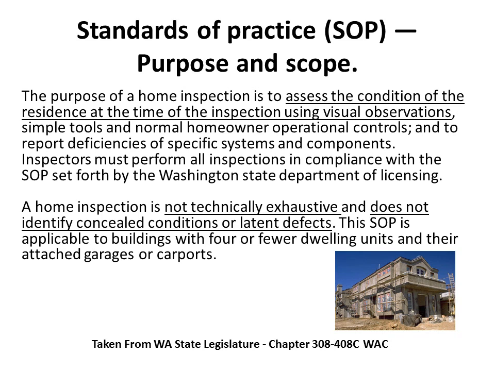Standards of Practice. Purpose and Scope. The purpose of a home inspection is to assess the condition of the residence at the time of the inspection using visual observations, simple tools, and normal homeowner operational controls, and to report deficiencies of specific systems and components. Inspectors must perform all inspections in compliance with the SOP set forth by the Washington State Department of Licensing. A home inspection is not technically exhaustive and does not identify concealed conditions or latent defects. This SOP is applicable to buildings with 4 or fewer dwelling units and their attached garages or carports. Again, this has been taken from the Washington State Legislature, Chapter 308-408C, WAC.